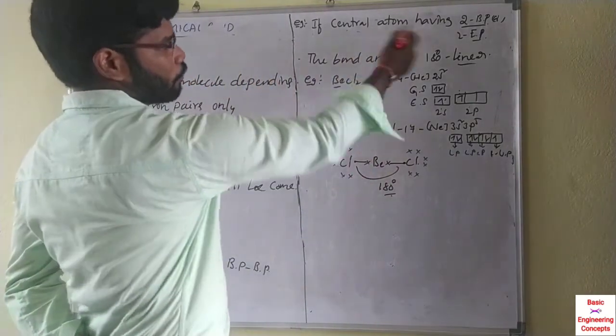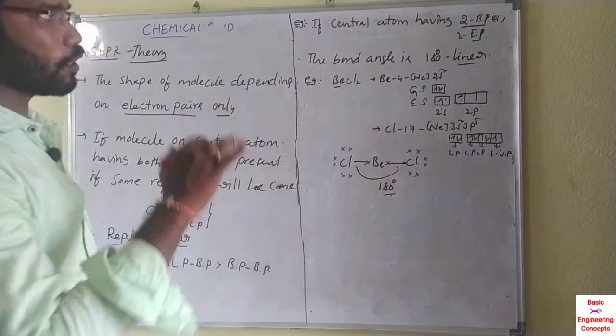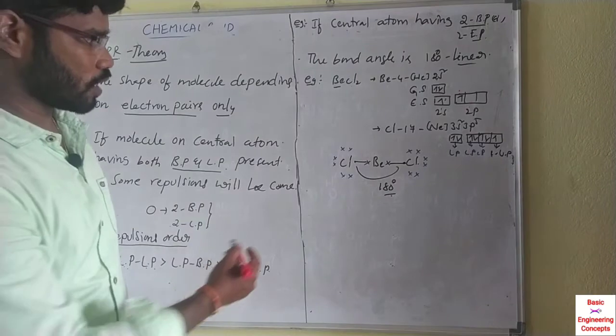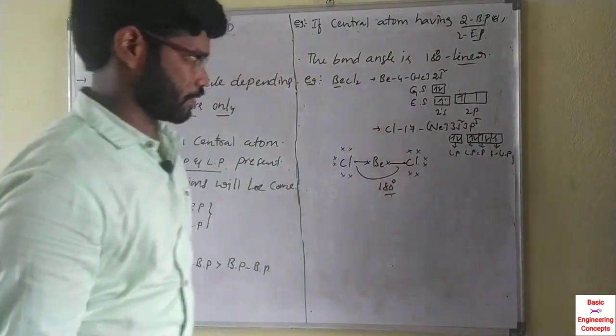So the central atom has only bond pairs and no lone pairs, so repulsions will be very low. That's why this bond angle is 180 degrees.